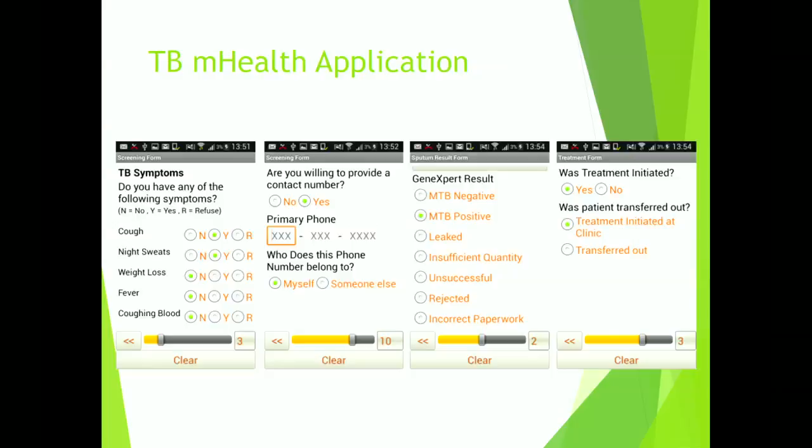We could then record when specimens had been collected. We could also scan the barcode on the lab form so that we could have a unique ID for that sample. We recorded all of the results, and then we could also track when patients were initiated on treatment. So this app can take from screening all the way through treatment initiation and then all the follow-ups through cure.